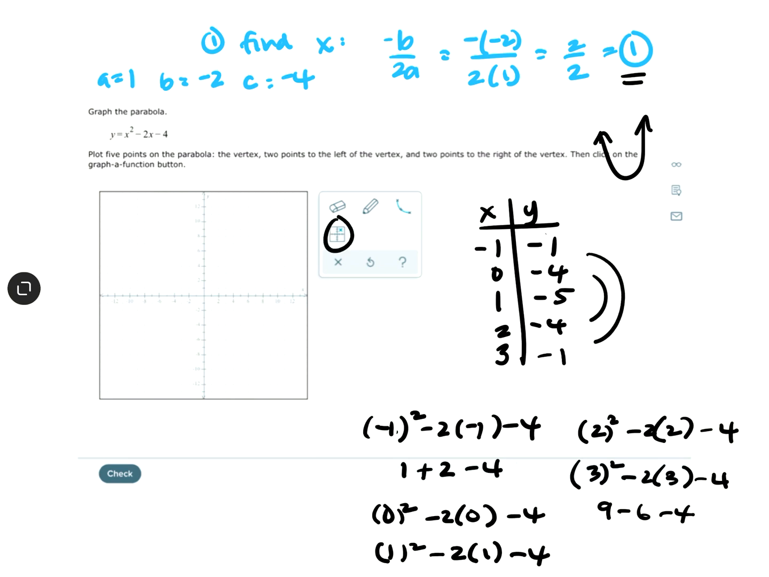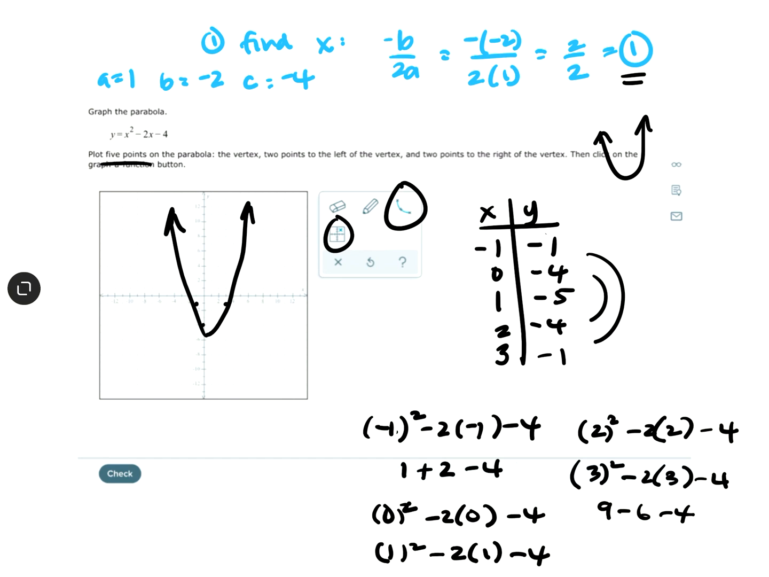And then we'd go ahead and plot the points. So you're going to hit this button, and then you can just plot these points. You can just input negative 1, negative 1. It'll plot the point. 0, negative 4. It would plot the point. 1, negative 5. It would plot the point. You get the idea. And then once you get all these points plotted, you just hit this button here, and it'll make your graph. Obviously, this is going to be nicer than the one I just drew, but yeah.